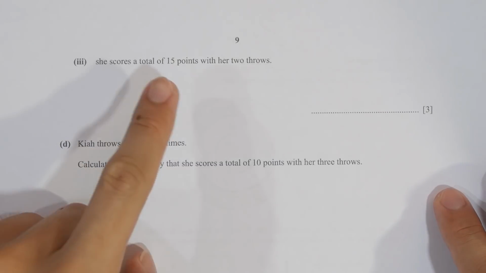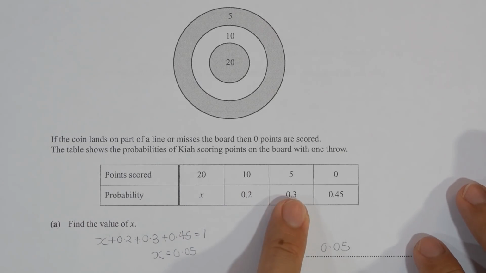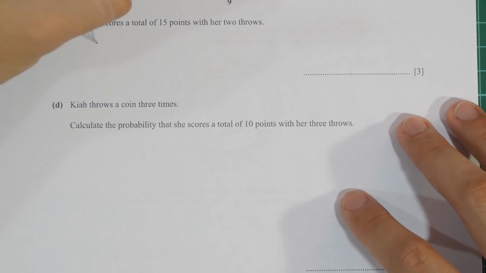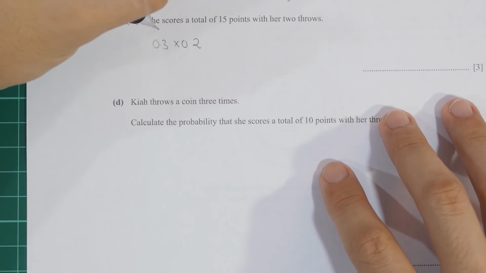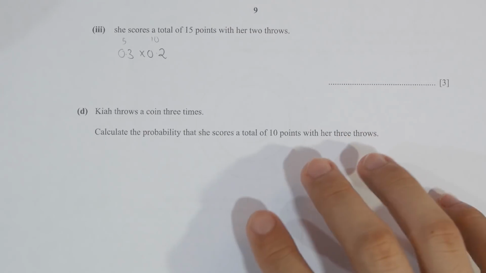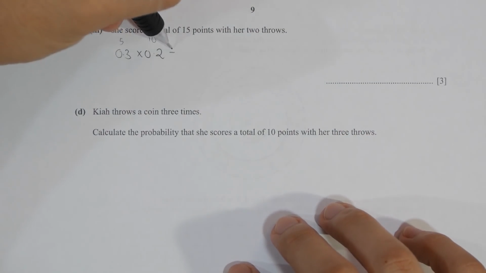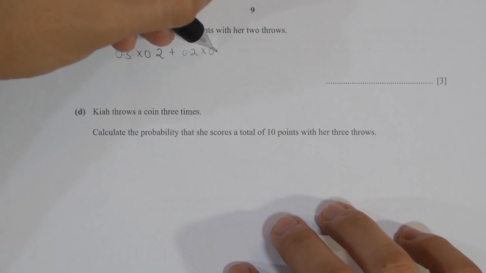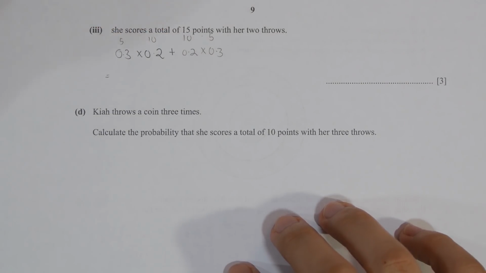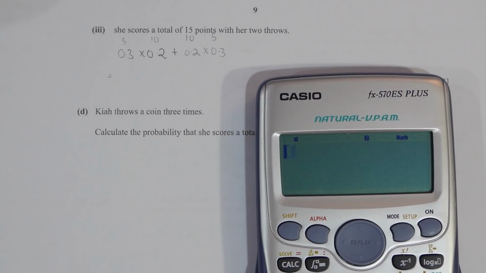Whereby for part 3, score a total of 15 points. So this one, the sequence matters rule applies, because 5 may come first, followed by 10, or 10 may come first, followed by 5. So multiply 0.3 times 0.2, then multiply the entire thing by 2, or you just follow what I've written there. Both will give you the same result.